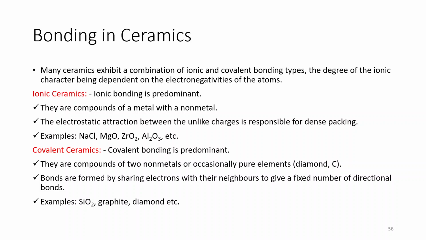Covalent ceramics have covalent bonding as predominant, and they are compounds of two non-metals or occasionally pure elements such as diamond and carbon. Bonds are formed by sharing electrons with their neighbors to give a fixed number of directional bonds. Examples are silica, graphite, diamond, etc.